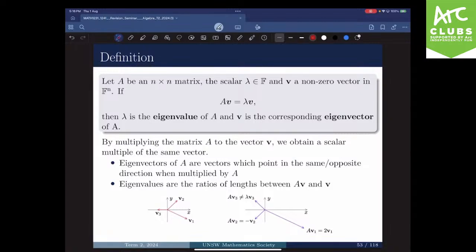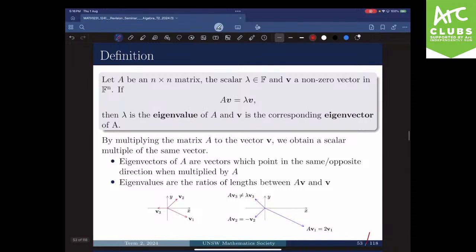And you can kind of see here, basically, if we consider A as some transformation in the plane, eigenvectors are vectors that will just stay parallel, pointing in the same direction. And eigenvalues are just how much each eigenvector gets scaled by.